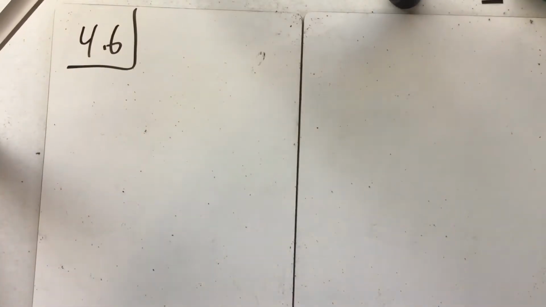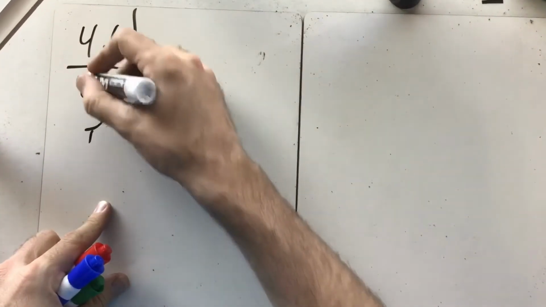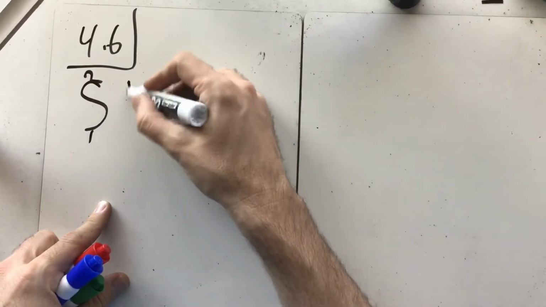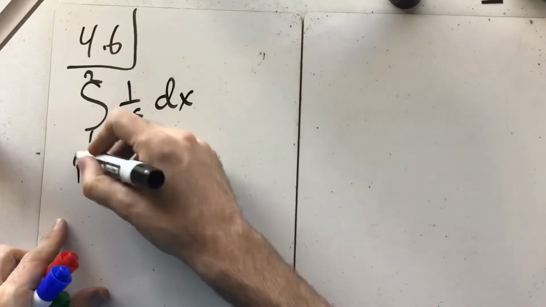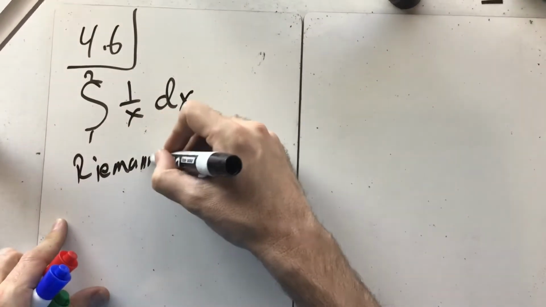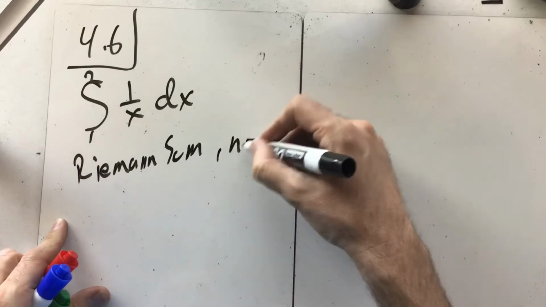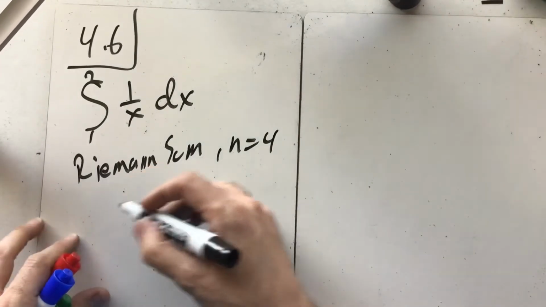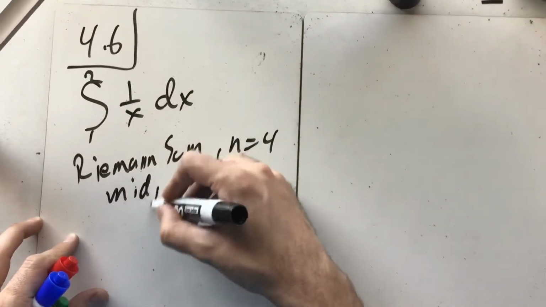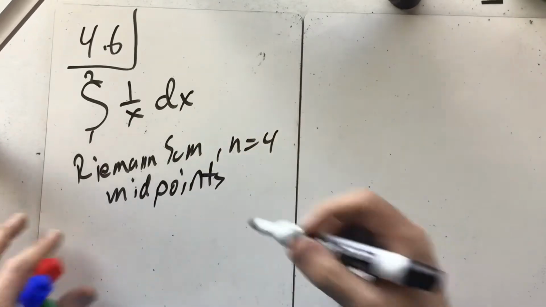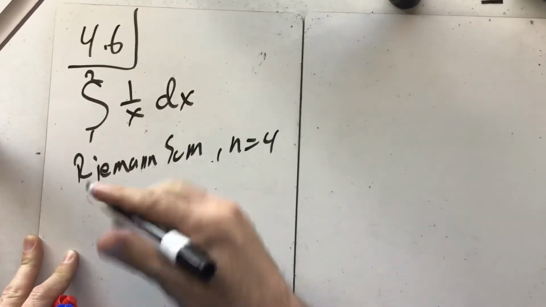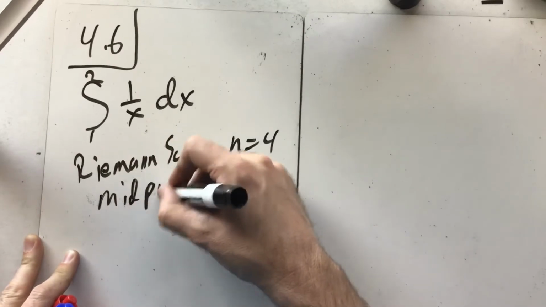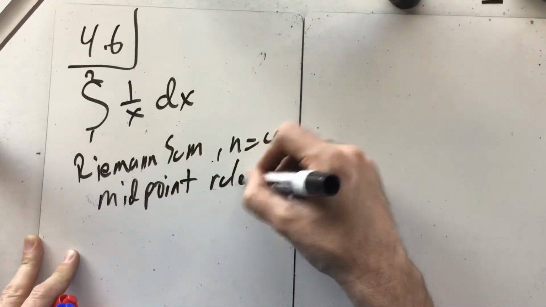So it says find the integral from 1 to 2 of 1 over x dx using a Riemann sum with n equal to 4 and midpoints. And by the way, the textbook will often call this the midpoint rule. Whenever it says use midpoints, it'll say use the midpoint rule. So if you see the phrase using the midpoint rule, this is exactly what it's talking about.